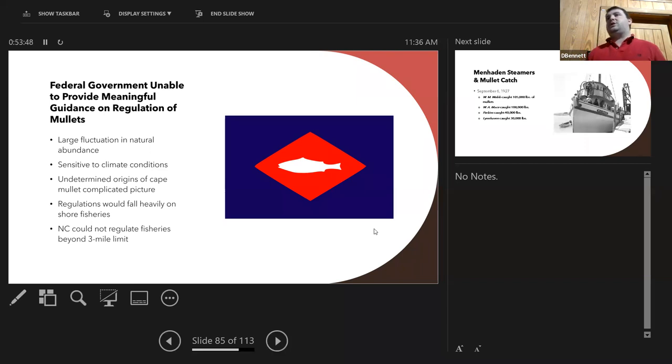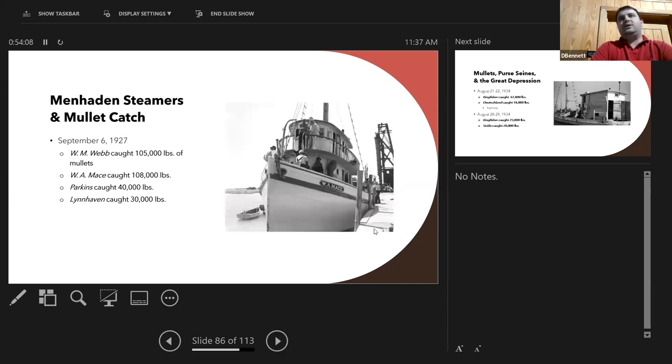If you do the regulations that we're suggesting, which was a closed season on mullet, it's going to fall disproportionately on the shore-based fisheries, because North Carolina can't regulate beyond the 3-mile limit. So these menhaden boats can still go out there and get mullet as they're spawning offshore. So nothing really happens. And these boats continue to go offshore. And on September 6, 1927, hundreds of thousands of mullet are landed by menhaden boats in Beaufort and Morehead City. And I'm sure that just destroyed the mullet season in terms of prices.